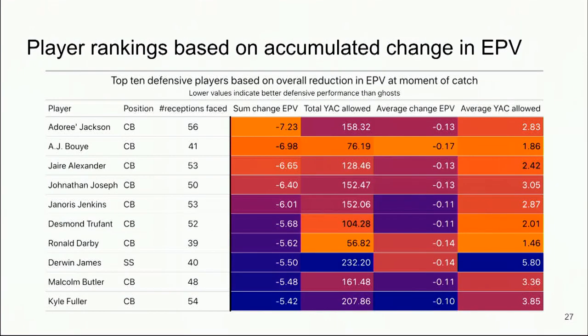All right, so I can do this accumulation across an entire season's worth of data. What I'm giving you here is the top 10 corners in terms of their total change in this EPV value. So not just corners here, top 10 pass defenders. The point of this table is just to get a sense of on what scale I'm actually having a total point value and an expected suppression of YAC.